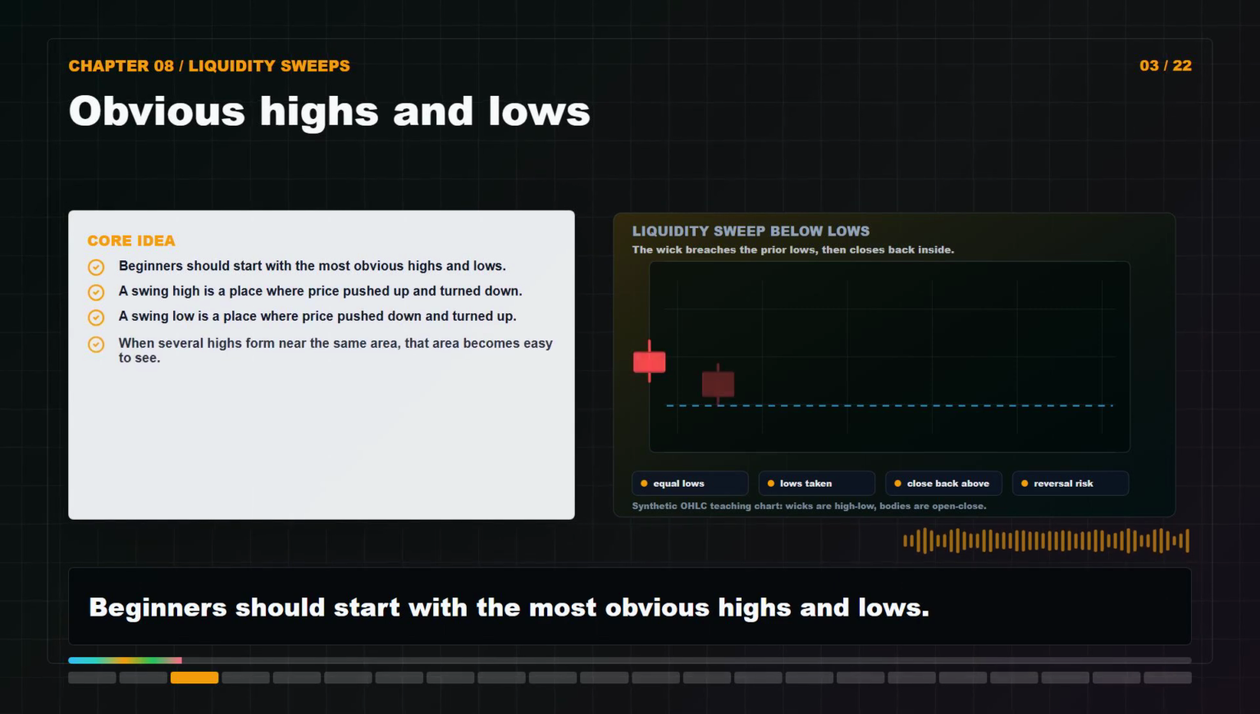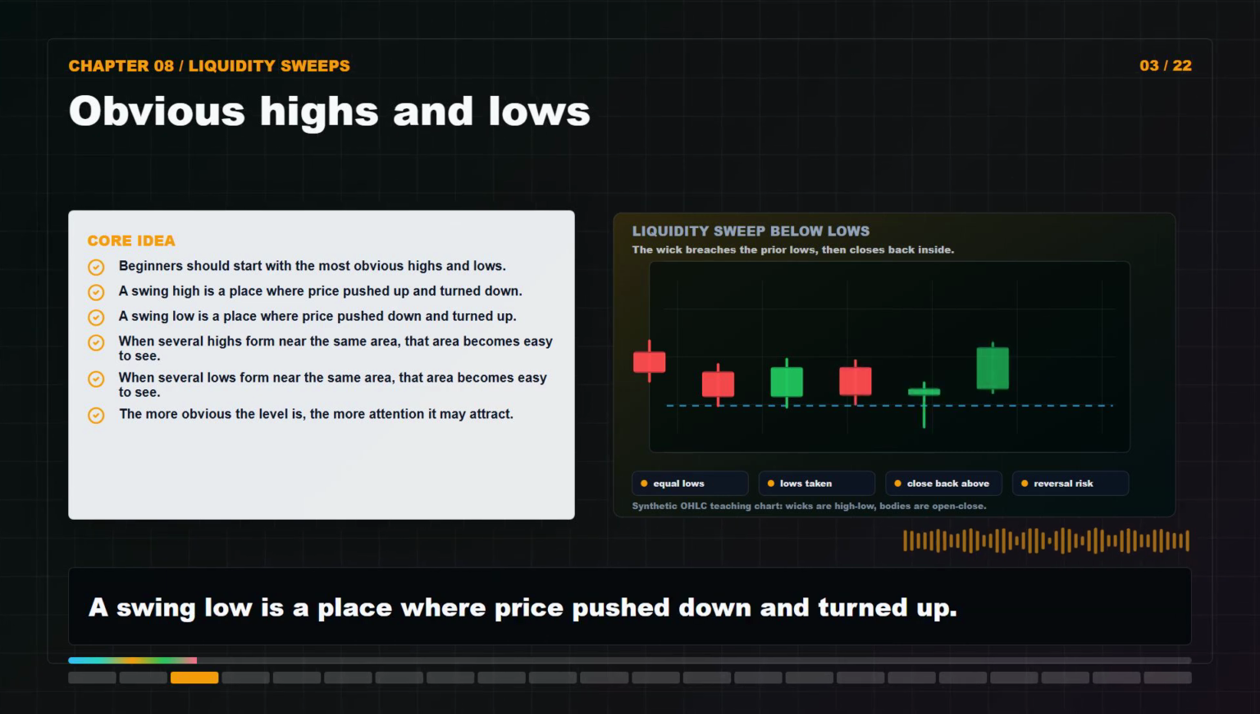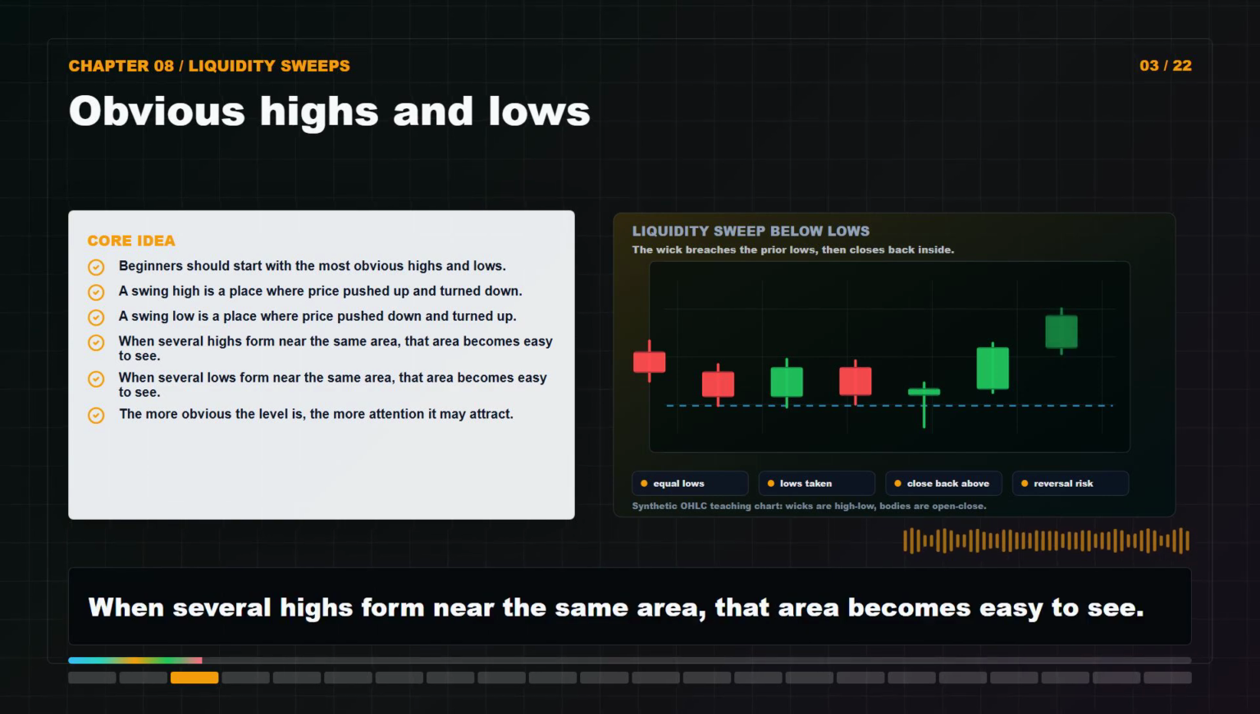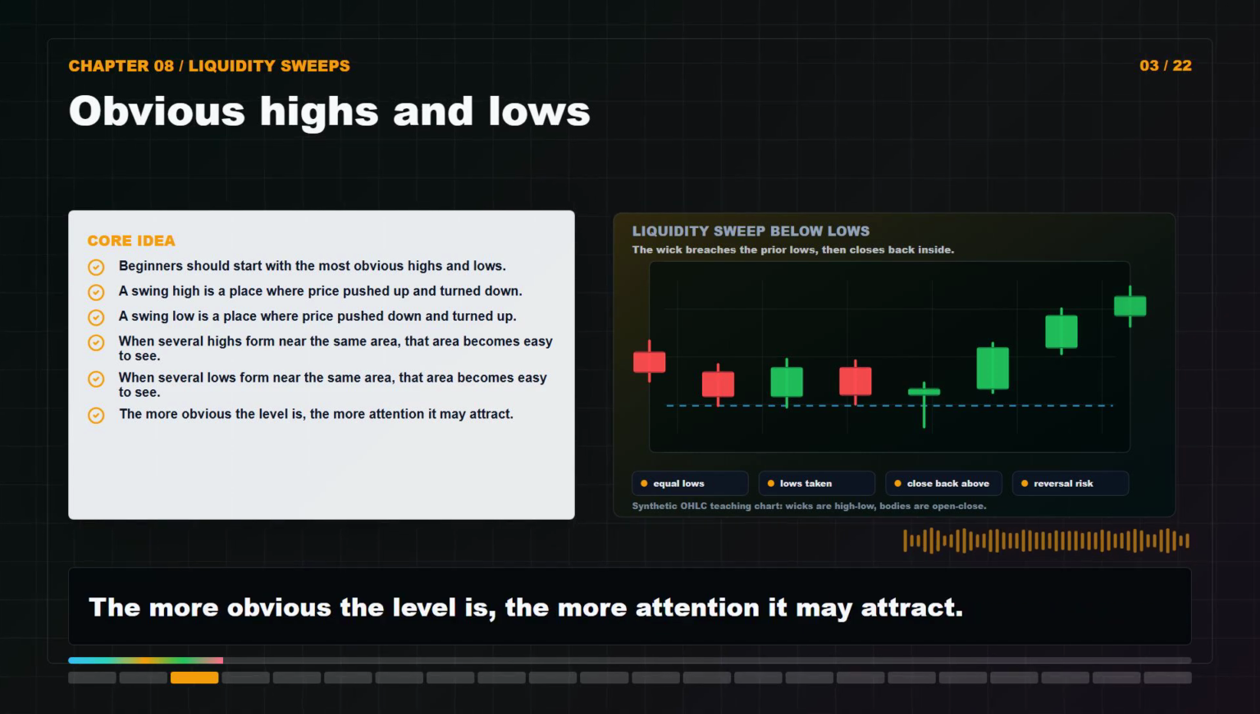Beginners should start with the most obvious highs and lows. A swing high is a place where price pushed up and turned down. A swing low is a place where price pushed down and turned up. When several highs form near the same area, that area becomes easy to see. When several lows form near the same area, that area becomes easy to see. The more obvious the level is, the more attention it may attract.